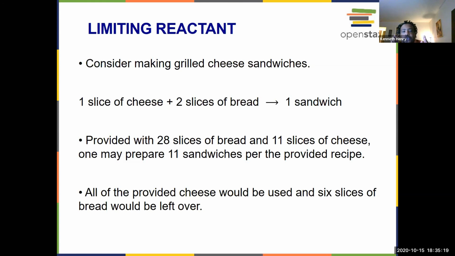Now, if a grilled cheese sandwich is made up of one big old slice of cheese, because I don't like the little slices of cheese, I like the really double size, triple size, and 2 slices of bread, and that's going to give me 1 sandwich. So if I have 28 slices of bread and I have 11 slices of cheese, how many sandwiches can I make? Now the ratio again is 1 slice of cheese to 2 slices of bread.